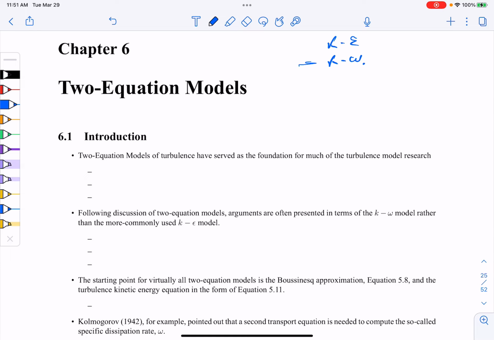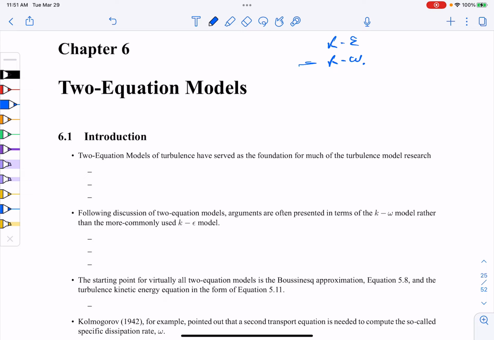And they both are like a dissipation type quantity, which is like a rate at which the turbulent kinetic energy is being dissipated into the flow. So let's make some introductory notes about two equation models. Obviously, they're today the foundation and workhorse of design and engineering and prediction, and they make really good predictions.